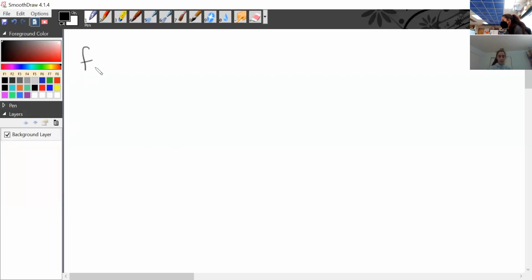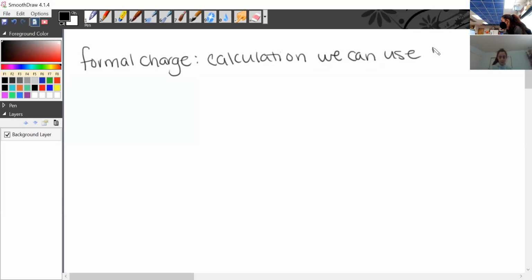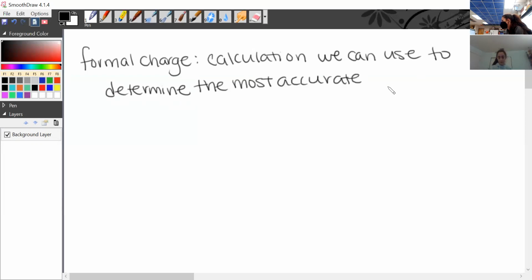Definition for formal charge: this is a calculation we can use to determine the most accurate Lewis structure, like the one that best represents what's actually going on in the molecule itself.